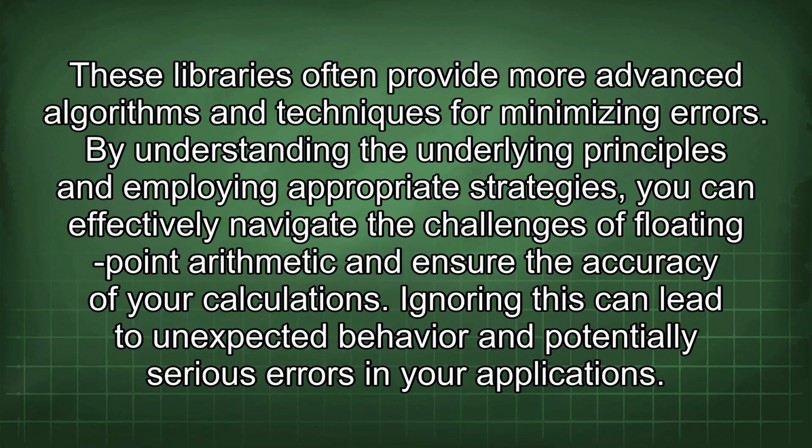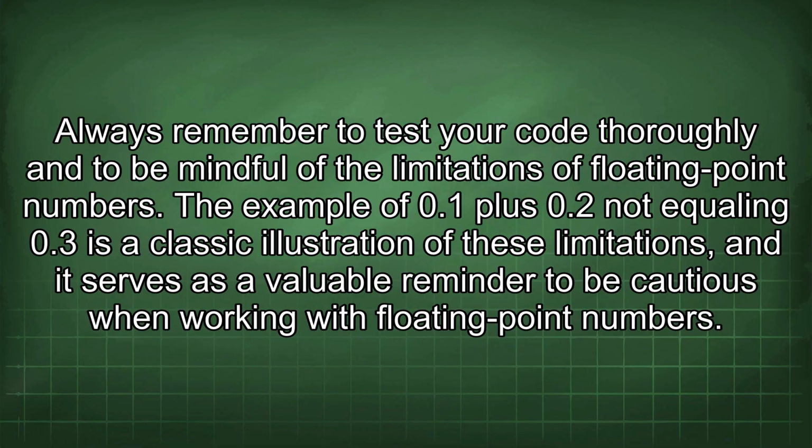By understanding the underlying principles and employing appropriate strategies, you can effectively navigate the challenges of floating point arithmetic and ensure the accuracy of your calculations. Ignoring this can lead to unexpected behavior and potentially serious errors in your applications. Always remember to test your code thoroughly and to be mindful of the limitations of floating point numbers. The example of 0.1 plus 0.2 not equaling 0.3 is a classic illustration of these limitations, and it serves as a valuable reminder to be cautious when working with floating point numbers.